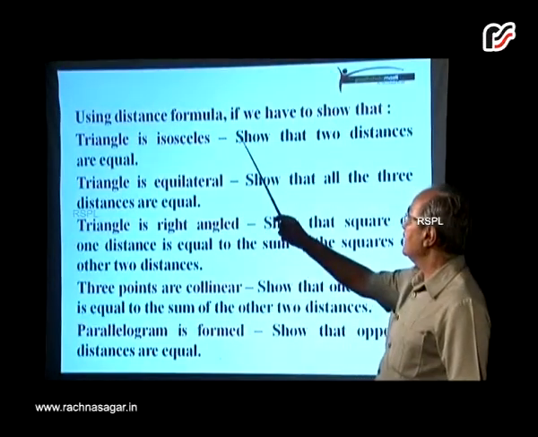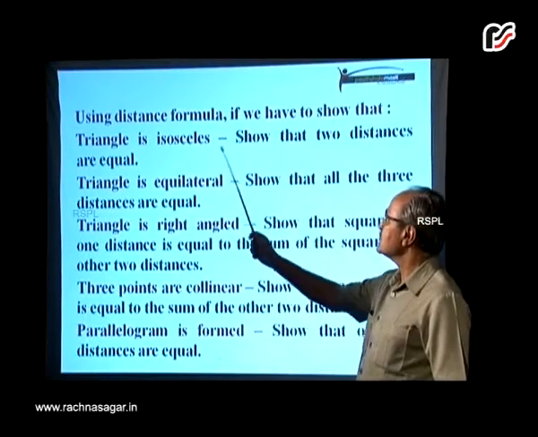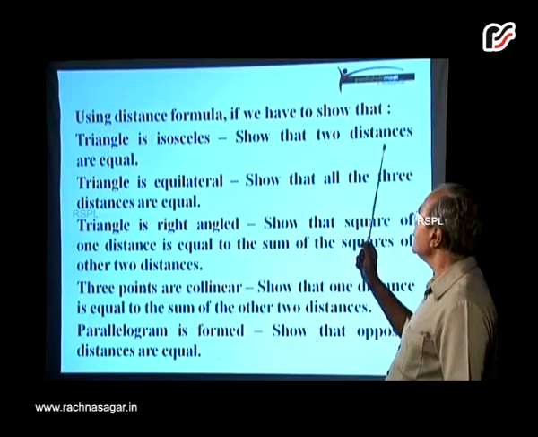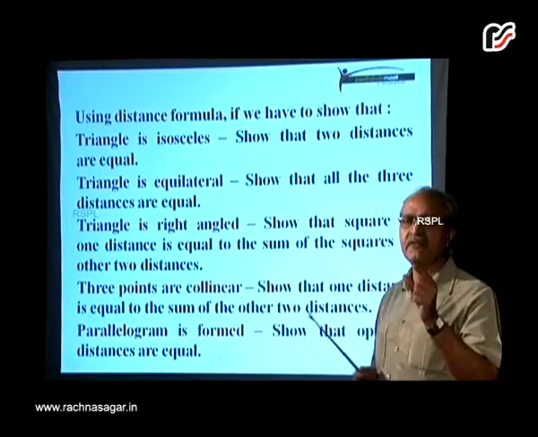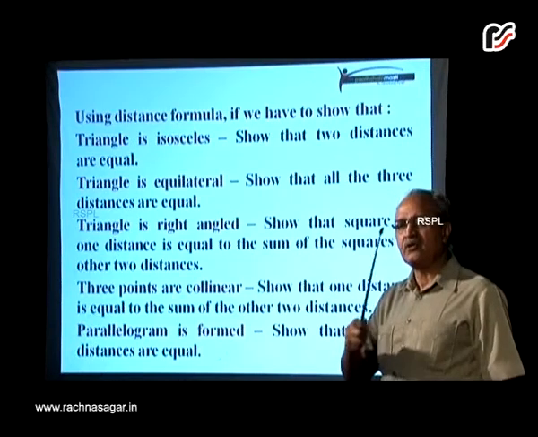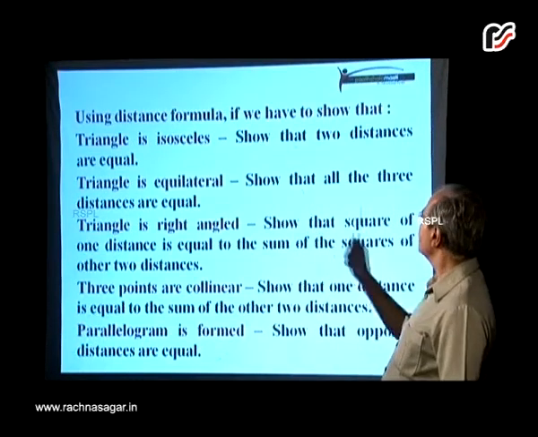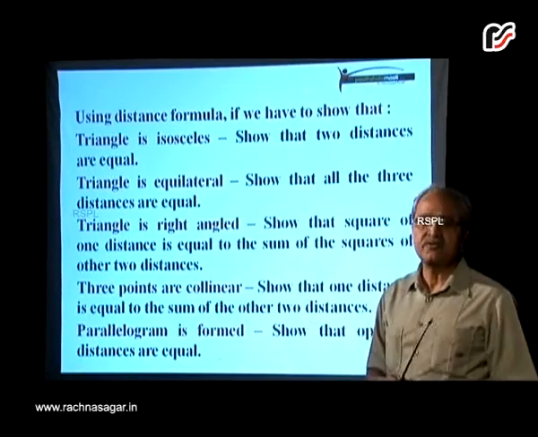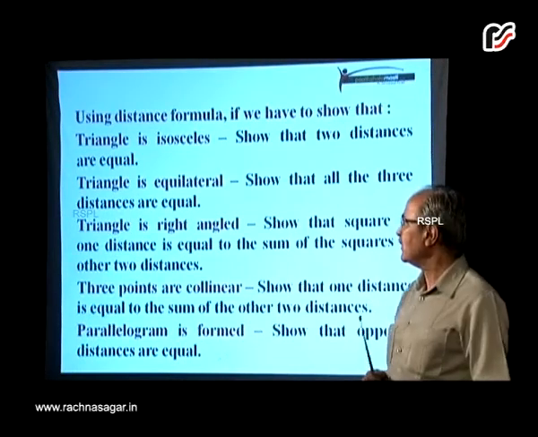Using the distance formula, if we have to show that a triangle is isosceles, in that case we show that two distances are equal. Three points will be given to us. So we will find all three distances, and out of those, if two distances are equal, then the triangle is isosceles, because we know that for an isosceles triangle, two sides are equal.